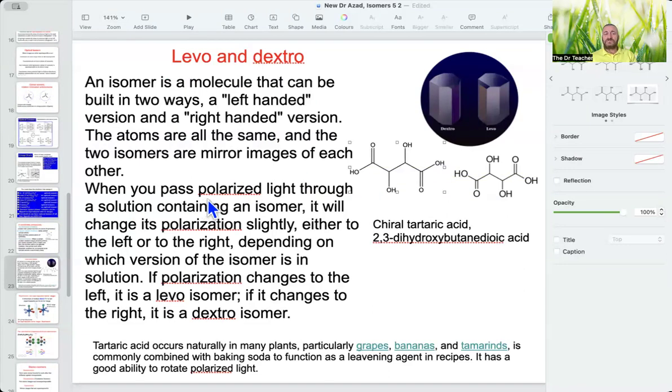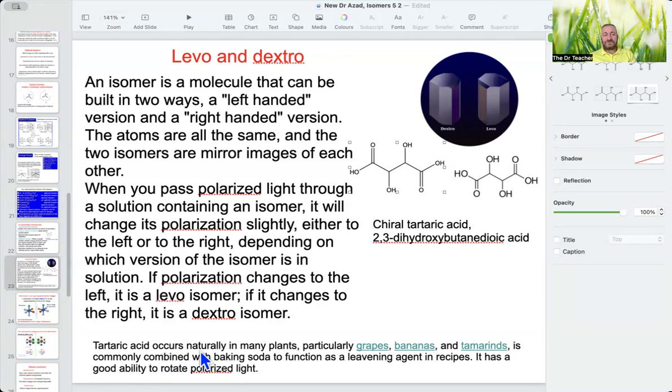When you pass polarized light through a solution containing an isomer, it will change its polarization slightly, either to the left or to the right, depending on which version of the isomer is in the solution. If the polarization changes to the left, it is the levo isomer. If it changes to the right, it is dextro. So it's all in solution.